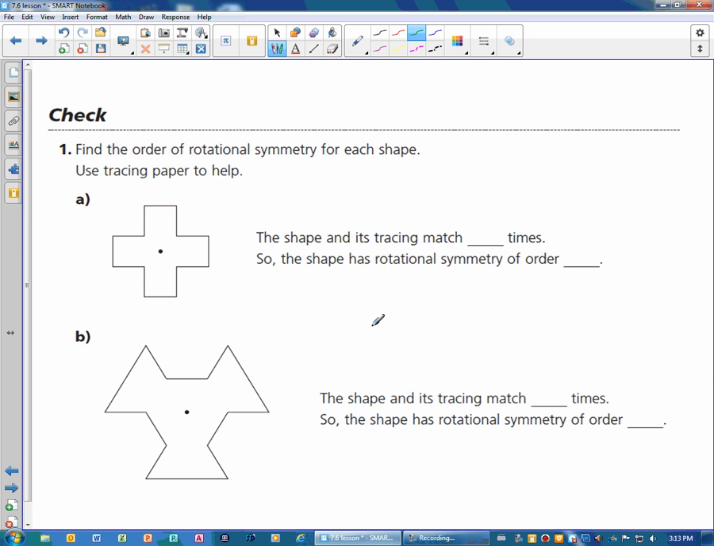All right, so pause please, try the check. It's not going to take you long at all, and then come on back and make sure you got it right.